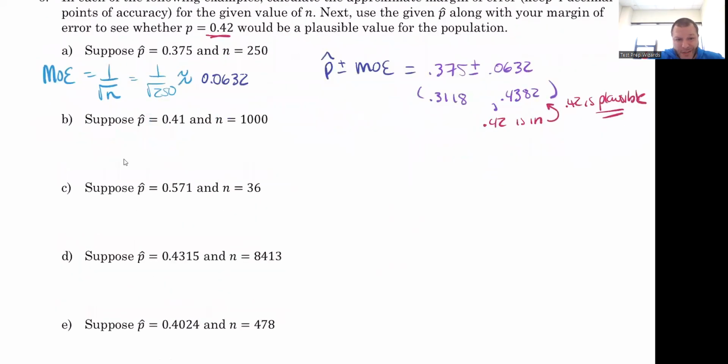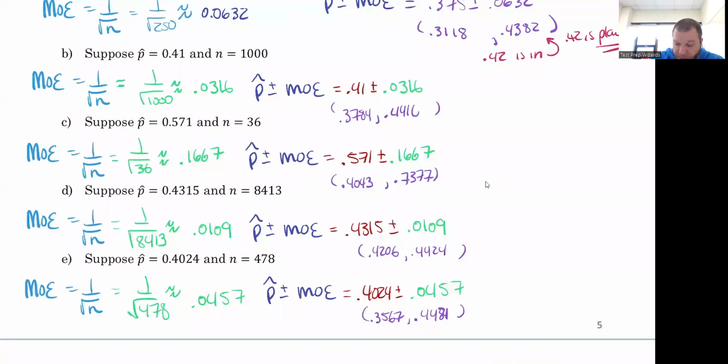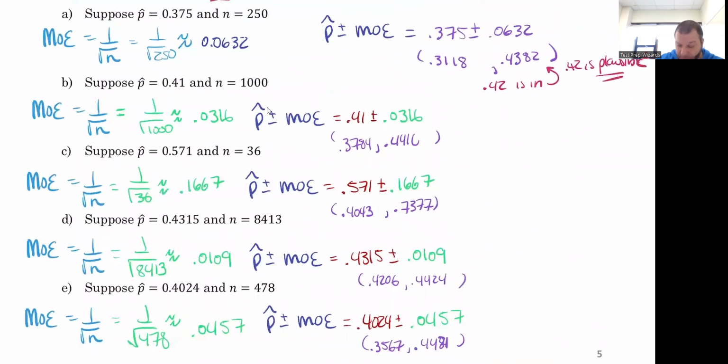I'm going to pause the video just so I can get all of these margins of error for you, because it's just 1 divided by the number, and then I'll unpause for you. All right, so I went ahead and calculated all those values so you didn't have to watch me punch things into a calculator. So we're trying to figure out whether 0.42 is in each of these intervals, right?